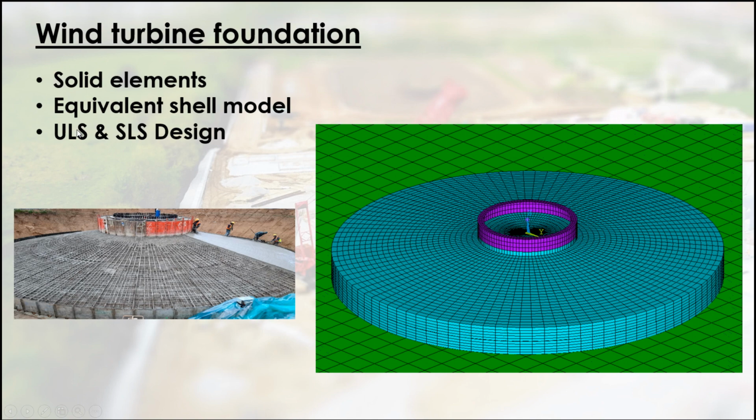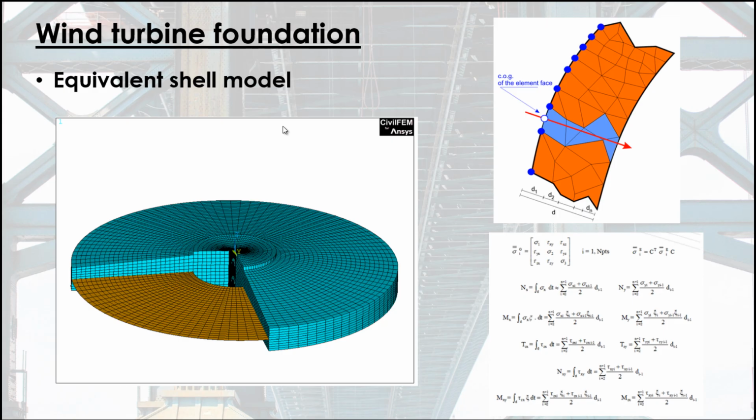So it is done through an equivalent cell model where CivilFEM integrates stresses, and then from those integrated stresses, forces and moments are calculated. Then it can be checked and designed following the different codes and standards that are based on forces and moments instead of solid element stresses. So here you can see the equivalent cell model. These are just dummy cells that are used to save those results.